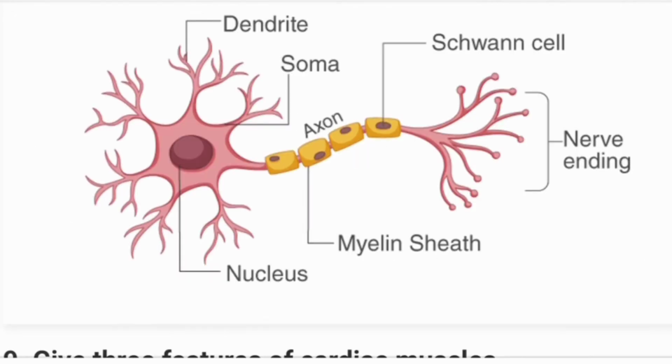This is the structure of a neuron. You can see the dendrites, soma, axon, nucleus, nerve ending, Schwann cell, and myelin sheath. So these are the various parts of the neuron. The dendrites are important because they are the only parts connected to other nerve cells, from where the message is forwarded.